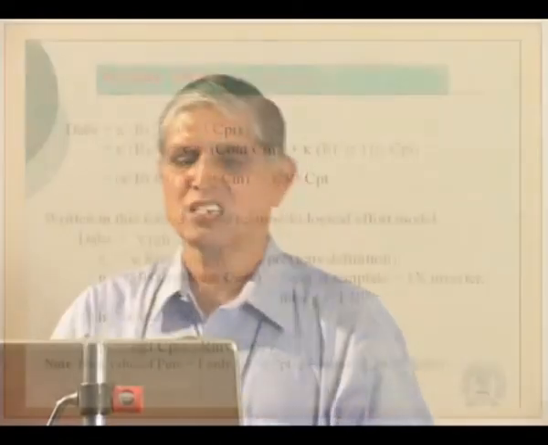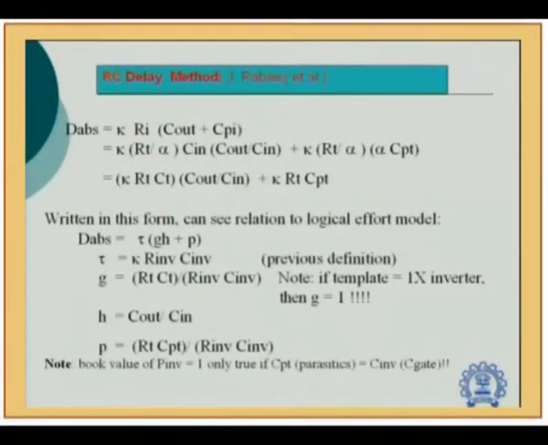And then we can actually calculate absolute delay as some constant of process K, RI into Cout plus CPI. Substitute these values, and you get an expression which is very interesting. You can see K RT CT Cout by CN, K RT CPT. And if you see my expression which I got for logical effort, this is somehow that factor coming. This is the parasitic part, this is the logical part. This is essentially the same formulation. I am not doing anything very different from the two.